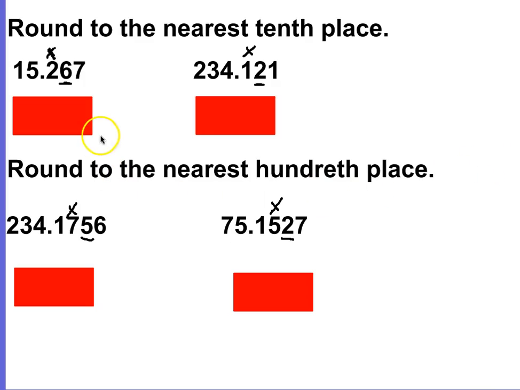Okay, so you should have your answers decided for all of these. And again, we're rounding to the nearest 10th place. So the 6 is greater than 5. That means that 2 goes up 1. These other numbers drop off. You're only rounding to the 10th place.